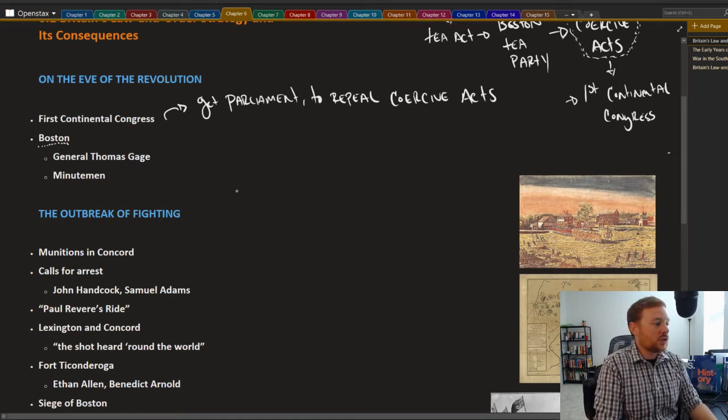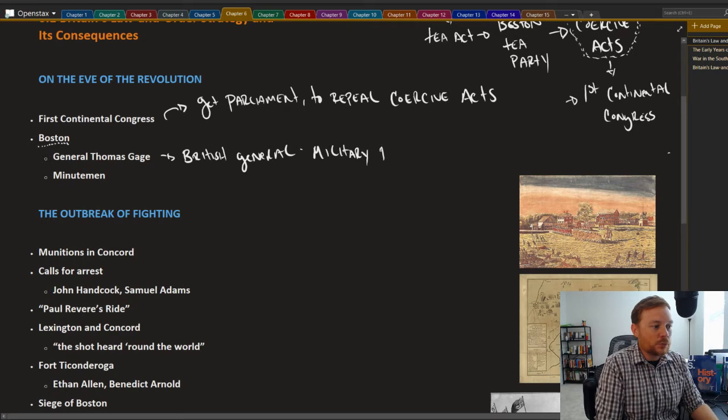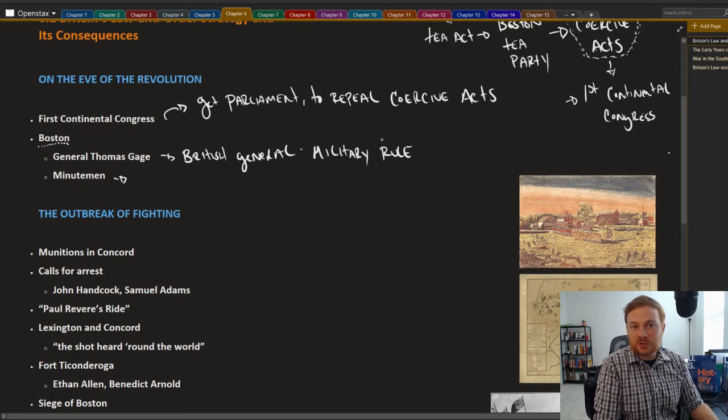General Thomas Gage was the British general who was in charge of Boston. At that time, because the assembly was dissolved, it was under military rule. The colonists, worrying that there might be a conflict, prepared potentially for an armed showdown.